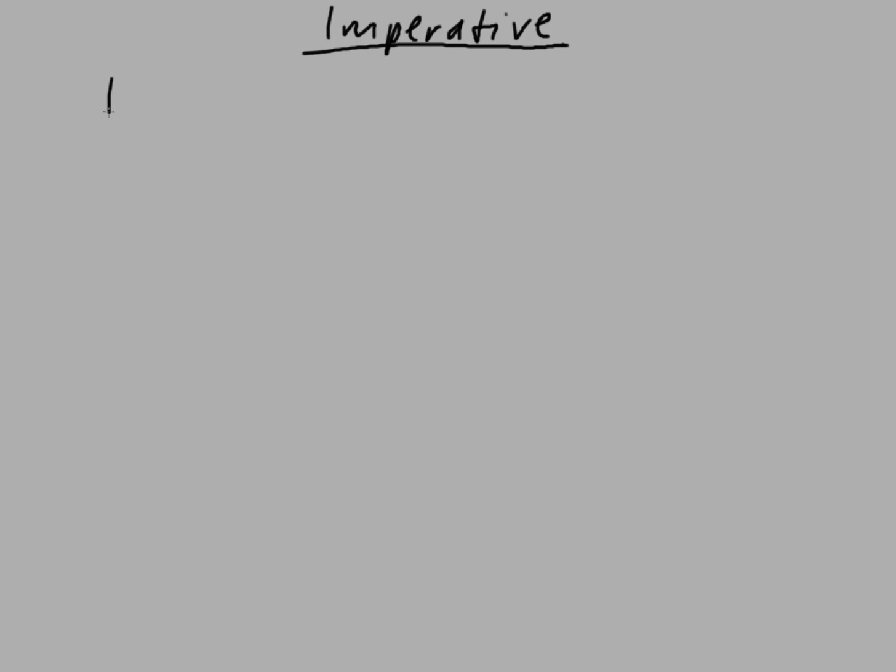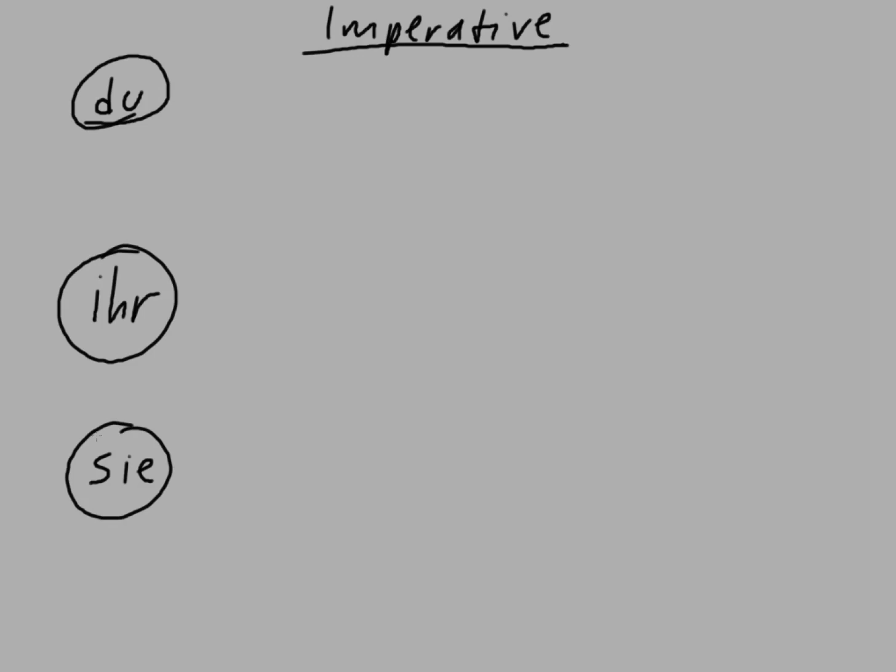We can talk directly to a person by saying du, our second person singular, right? We can talk directly to two people when we say ihr, you guys, y'all in Alabama, or sie, our formal imperative, like when we're talking to a professor, a teacher, the mayor of your town, this kind of stuff.